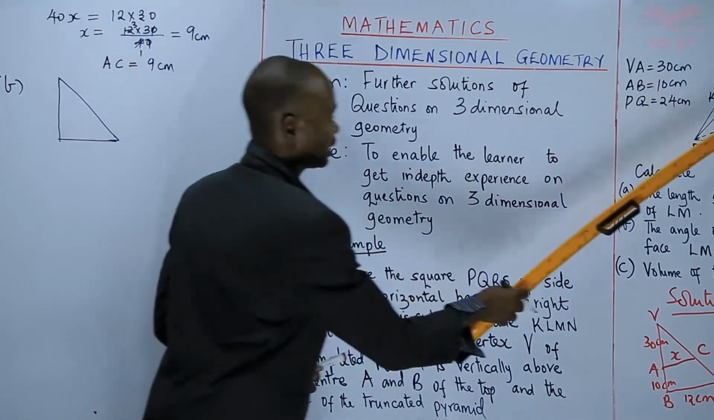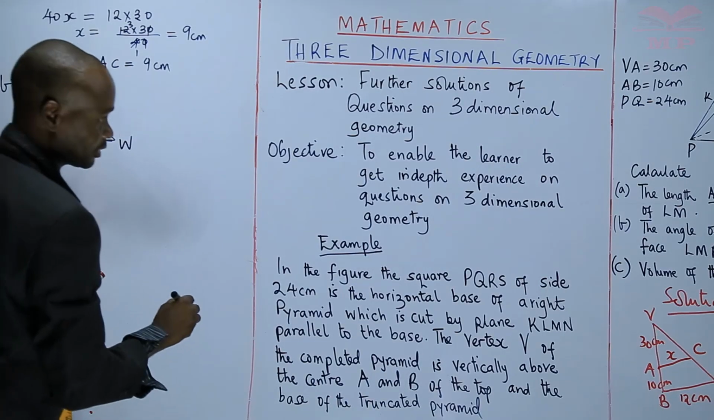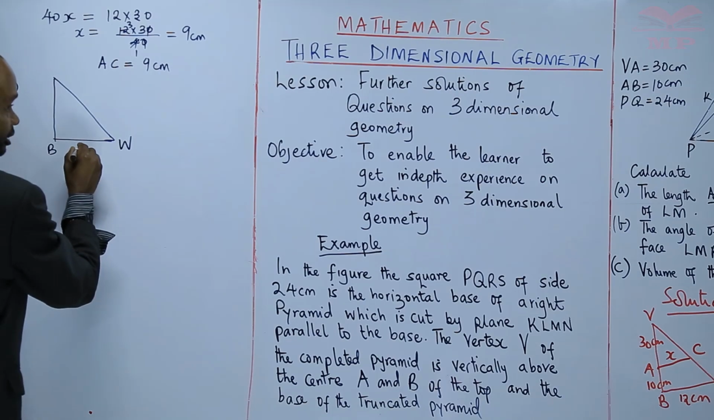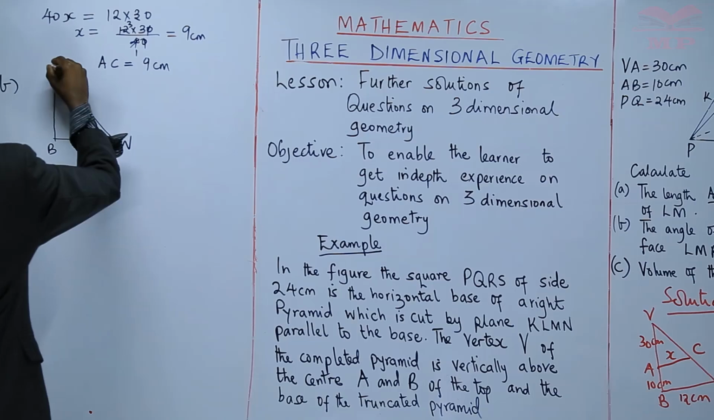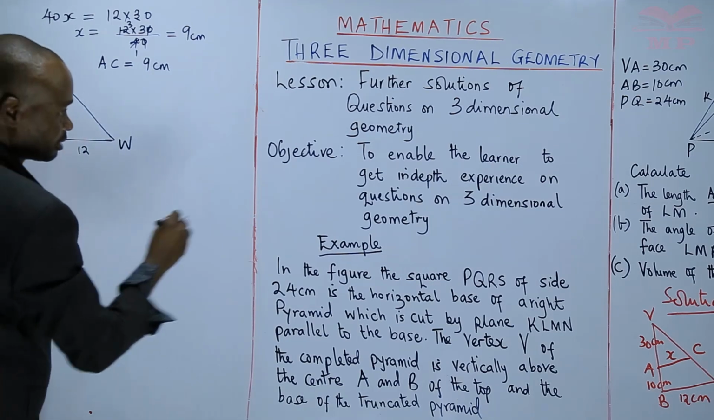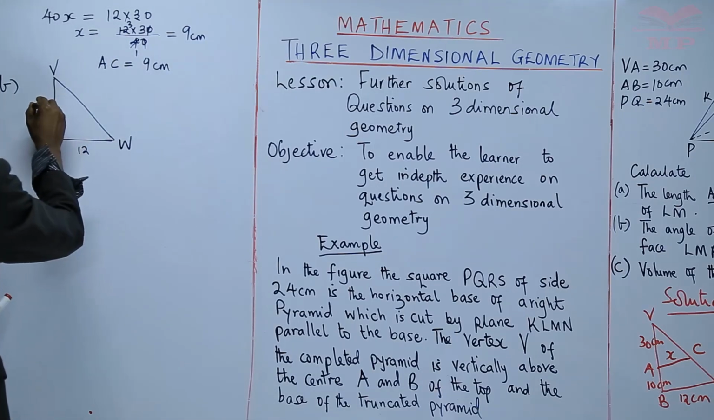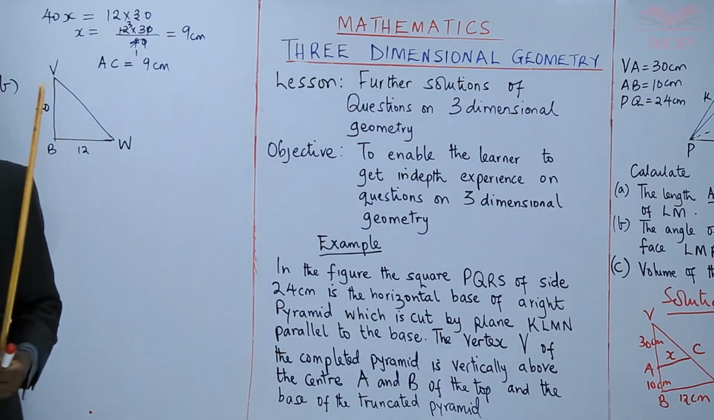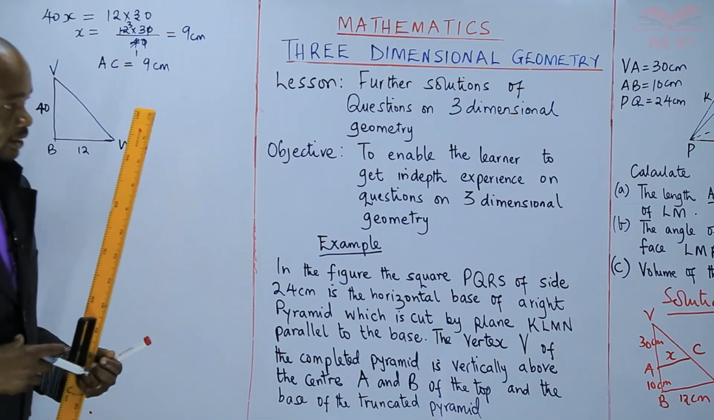So this would still be the angle of inclination at W. So this will be W. This is B. I know this is given as 12. I can use the bigger triangle. So BV is the sum of VA plus AB. That is 40. 40, that is the angle of inclination.